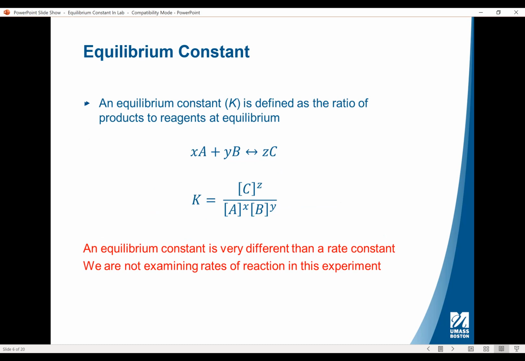Reactions that reach an equilibrium have an equilibrium constant. Depending on what the concentrations are, we can figure out what that equilibrium constant is. The equilibrium constant is defined as a ratio of products to reagents at equilibrium. It describes the concentration of everything at equilibrium.